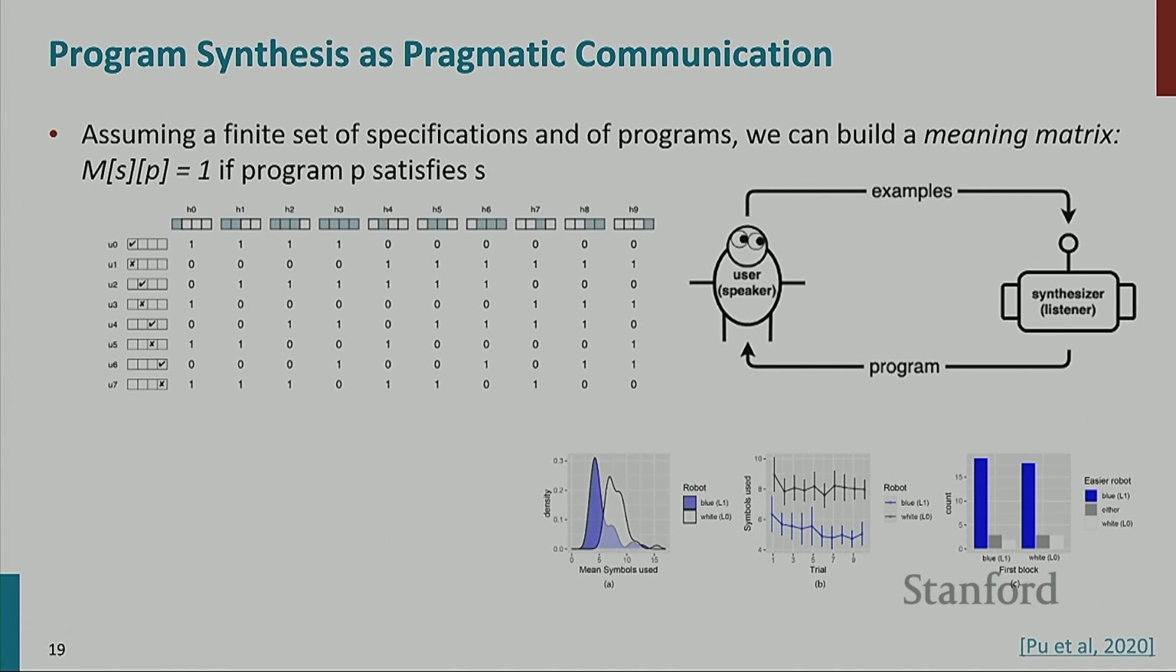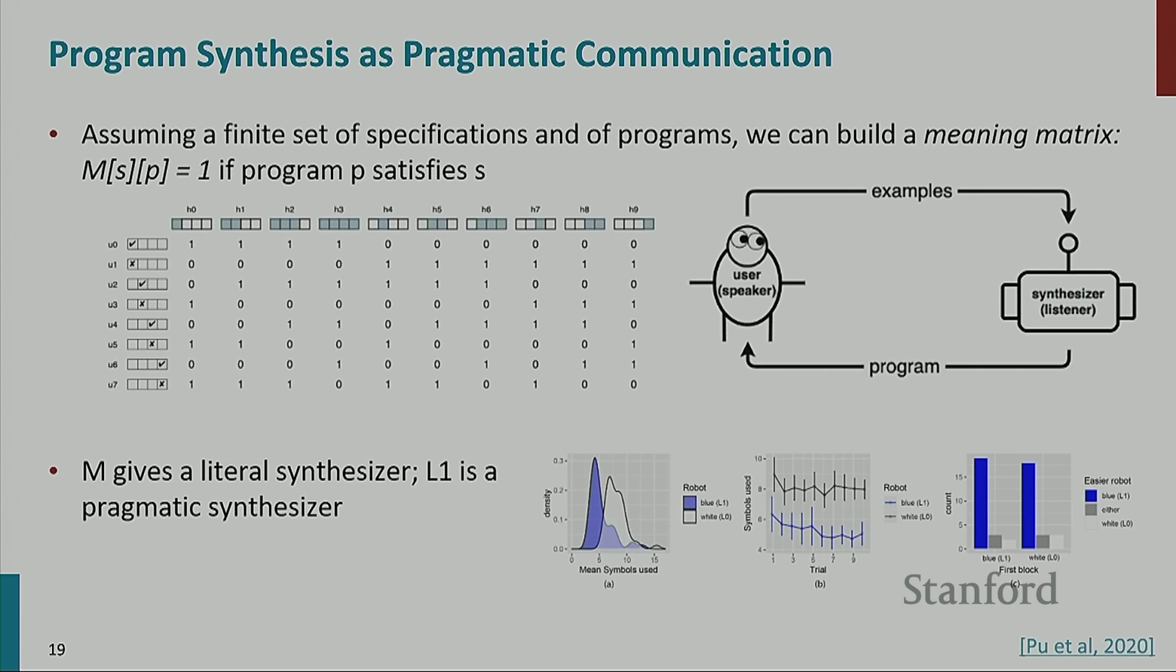Right? So this matrix directly gives us a literal listener for this setting. If I give an example, a literal synthesizer could just look at this table and say, okay, these are all the programs that satisfy those examples. Maybe I'll sample one of those at random. But I could use the RSA recursion to derive L1 and L2, and those would be like pragmatic synthesizers.